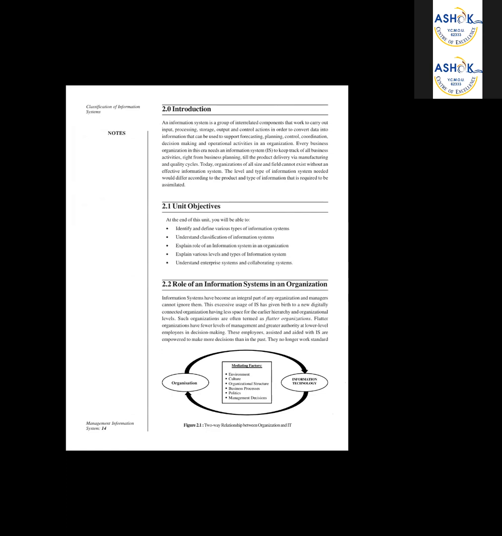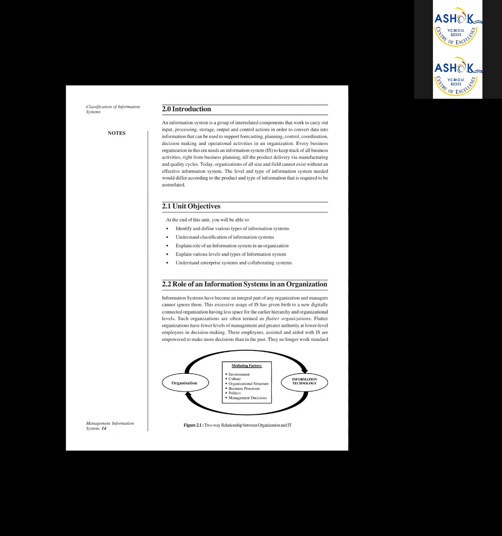Every business organization in this era needs an information system to keep track of all business activities, right from business planning till the product delivery via manufacturing and quality cycles. Today, organizations of all sizes and fields cannot exist without an effective information system. The level and type of information system needed would vary according to the product and type of information that is required.